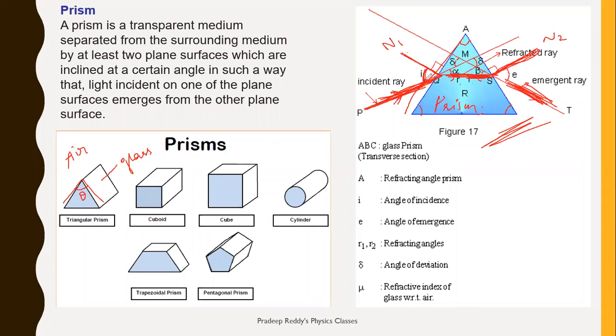With the normal, how much angle it is making, that is called as angle of incidence. And with this normal, whatever angle the emergent ray is making is called as angle of emergence. The light ray which is coming out from the prism is called as emergent ray, right? So here A, this is the angle A. This angle is the angle between two plane surfaces, and that is called as refracting angle of prism. It is also called as angle of prism.